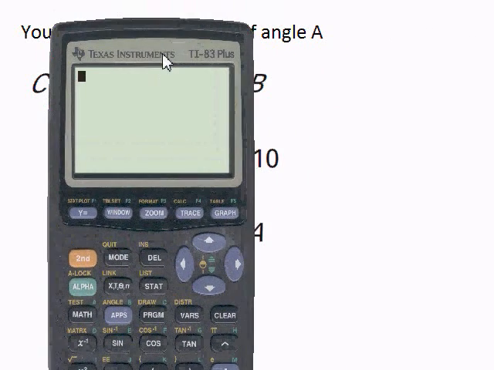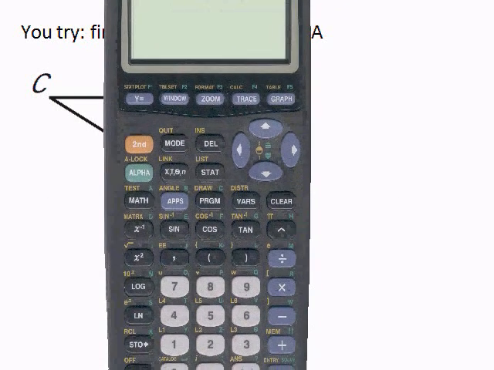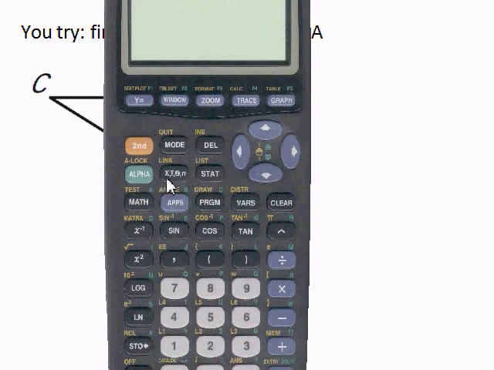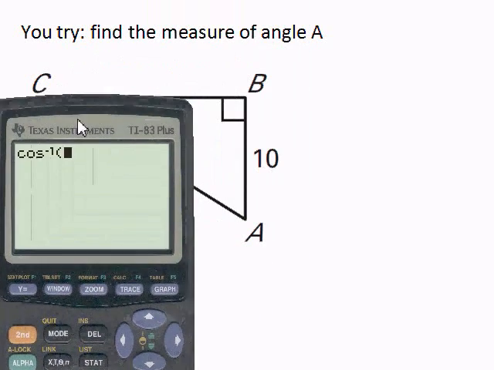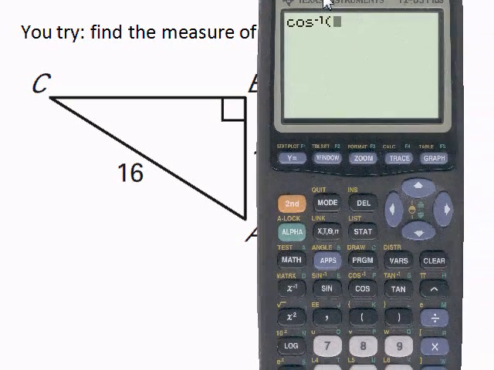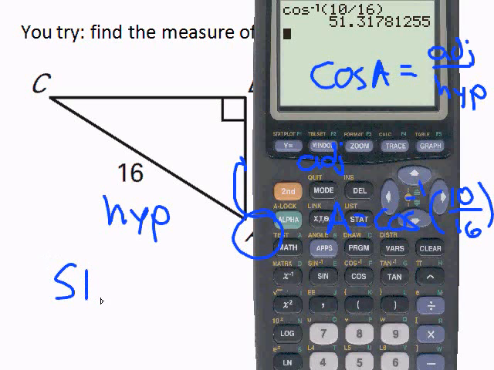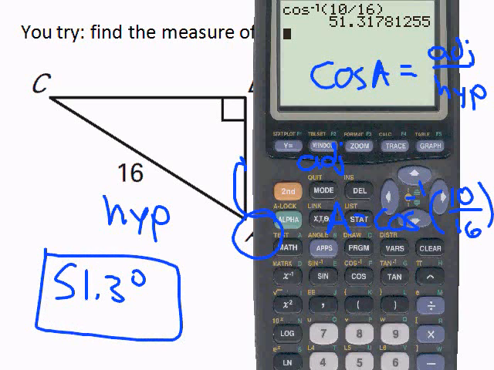So we go to our calculator, and we type the cosine inverse of 10 over 16. Press enter, and we should get 51.3 degrees. And that is the measure of angle A.